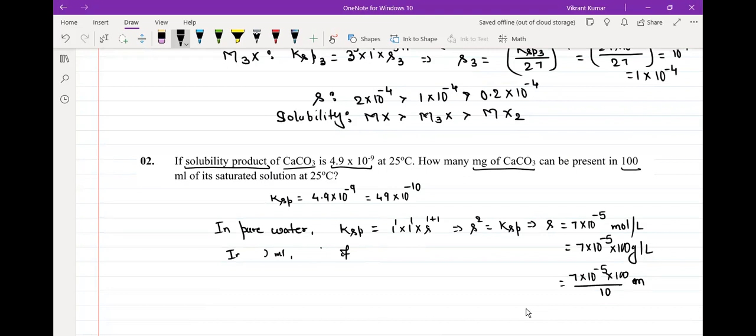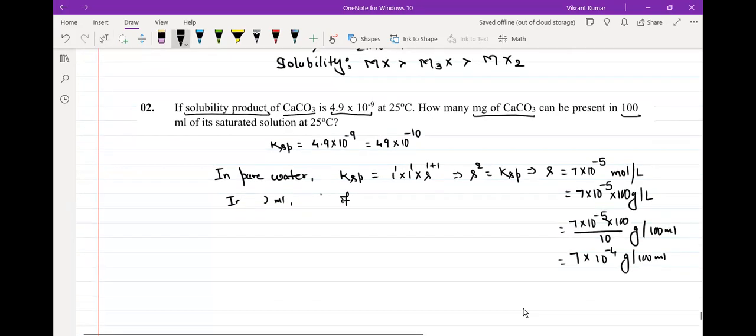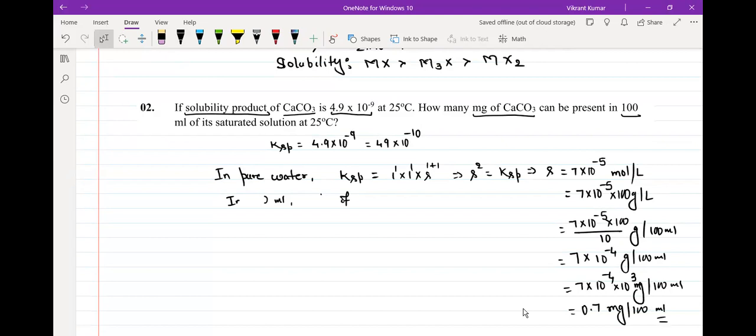1 minute. Right now, it is still gram only. Gram per 100 ml. And then if I have to convert that, ये देखो क्या हो गया, 7 into 10 raised to minus 4 gram per 100 ml. And if you convert that into milligram, it will become 7 into 10 raised to minus 4 into 10 raised to 3 milligram per 100 ml. And that's why it becomes 0.7 milligram per 100 ml. Is it okay? Clear na? Any doubt?